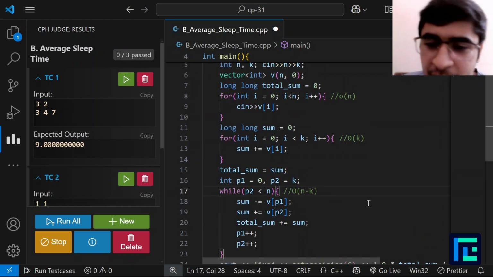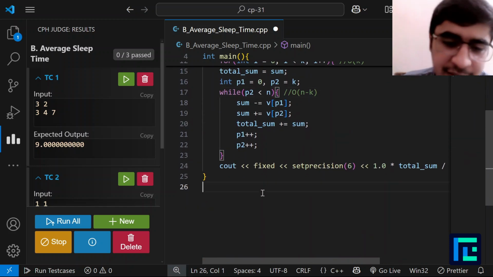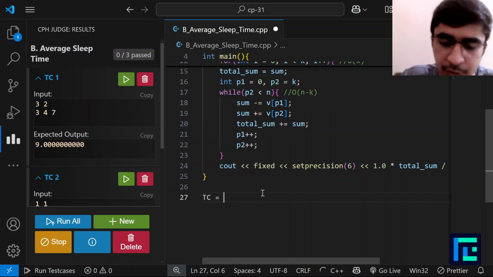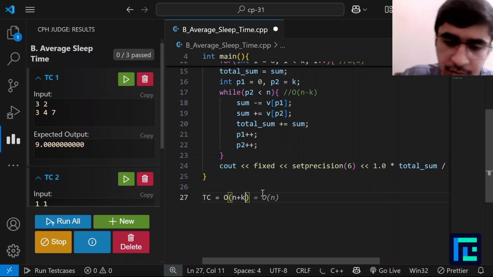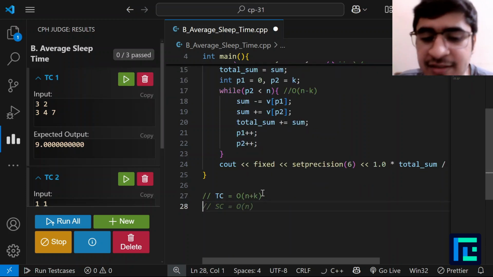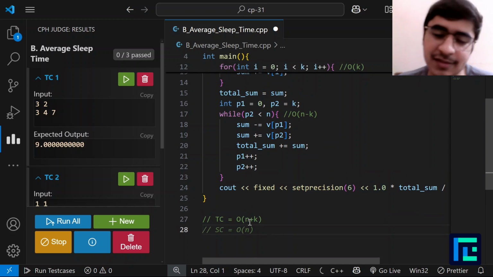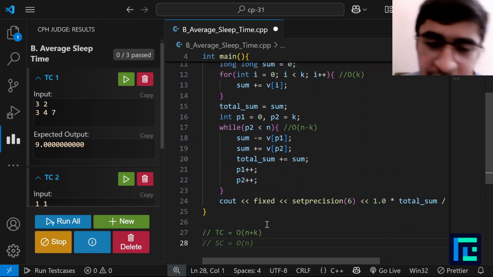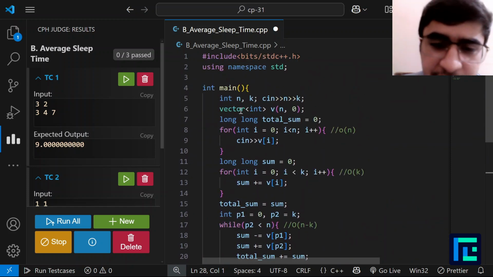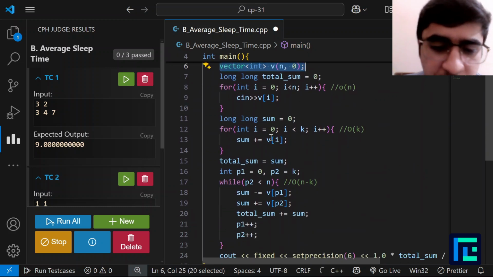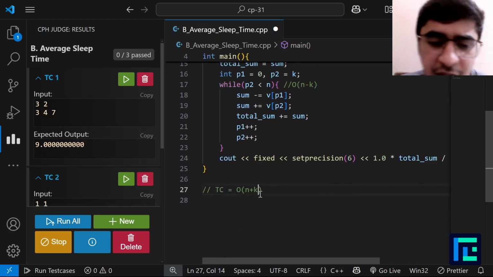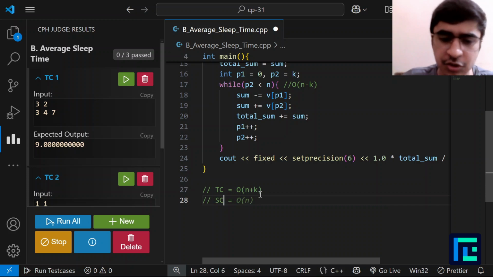So this loop will run only for n minus k operations. So overall time complexity will just become order of n plus k. And we can also just write it as order of n since k will always be less than n, but it doesn't matter if we write order of n or order of n plus k. Then for the space complexity, we have taken a vector of length n as input, and there's no other additional space. So overall space complexity of the solution also becomes order of n.